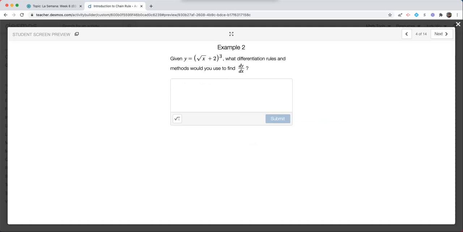Graham had a great idea. I know, what a week, right? He said that maybe we could FOIL this out. So we might write the square root of x plus 2 times the square root of x plus 2 times the square root of x plus 2, multiply it all out, and then I think we should be able to use the power rule for that.